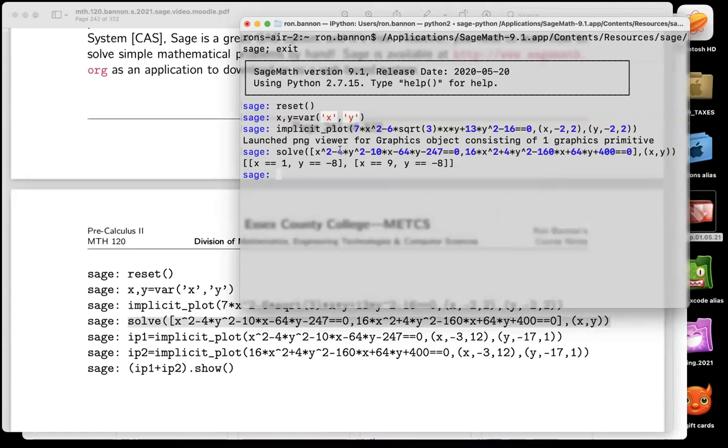All right, what's the first point of intersection? 1 comma minus 8. What's the second point of intersection? 9 comma minus 8. You may remember back in Math 119, you were given systems of linear equations and you solved them. These are nonlinear systems. You're also given that in 119 where you solve for a point of intersection. All right, let's put this one down.